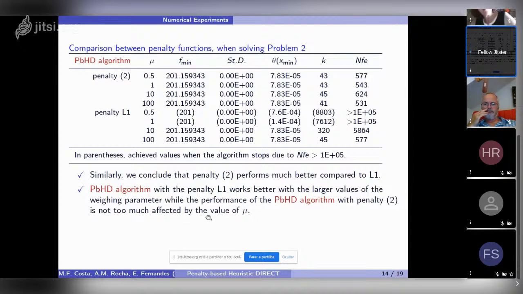Our algorithm with penalty L1 works better with large values of the weighting parameter, while the performance of the algorithm with penalty 2 is not too much affected by the values of mu.